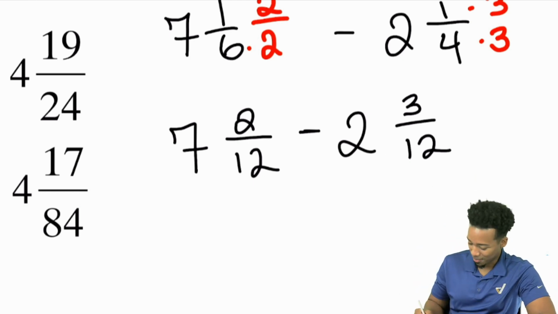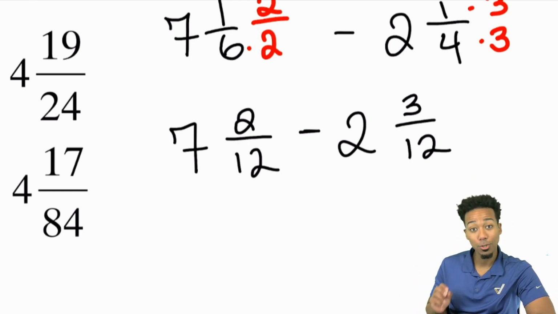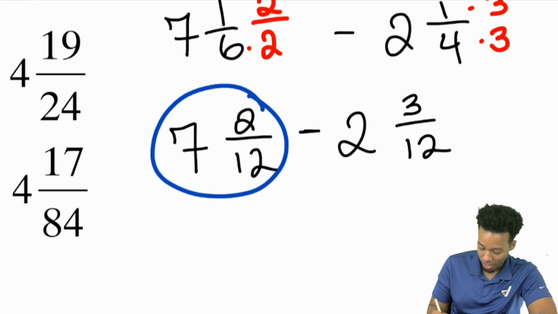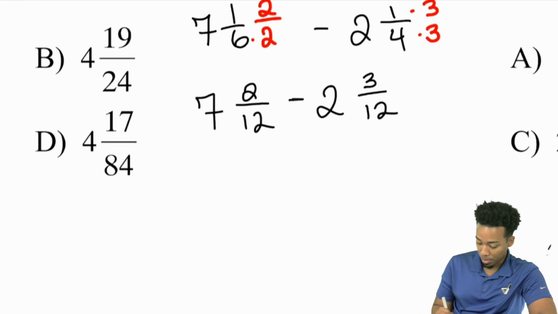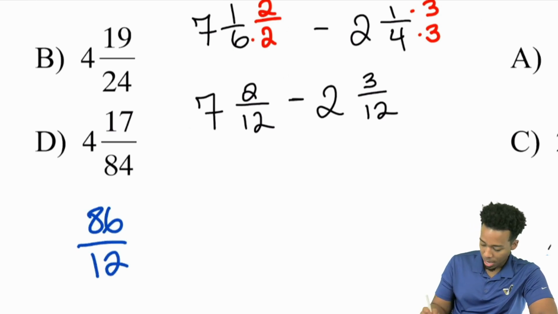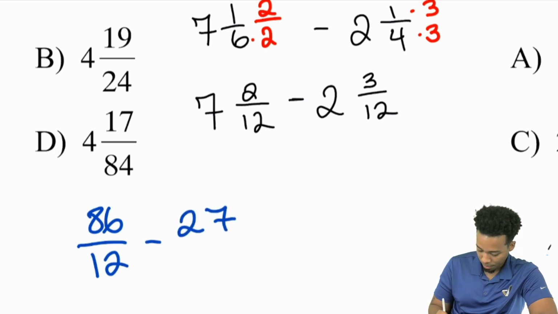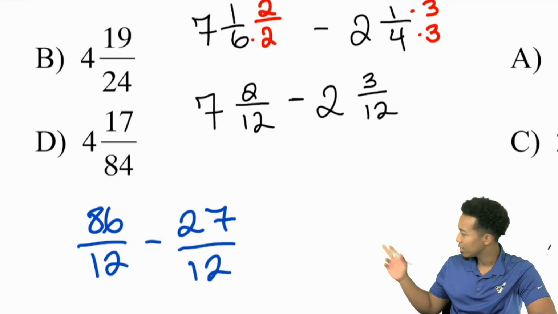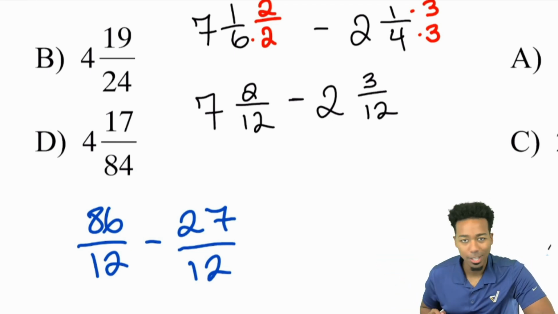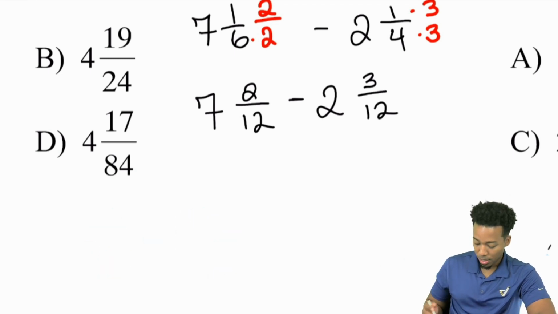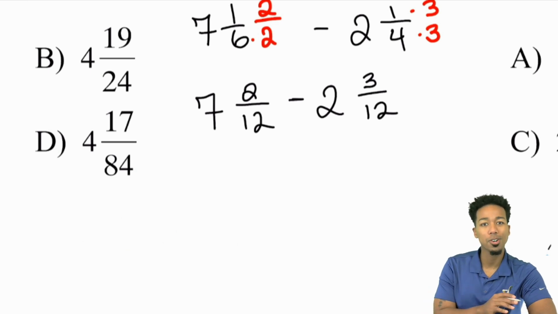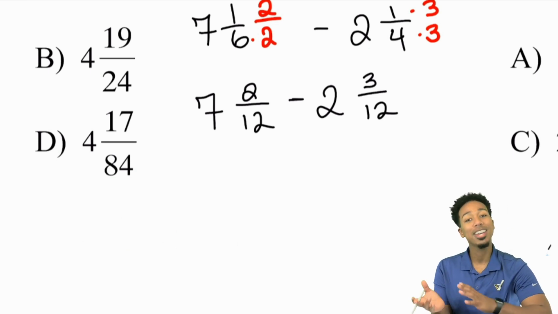Here's a little shortcut. Instead of turning this entire thing to an improper fraction, which if you do that, it'll end up being 86 over 12, and this over here would end up being 27 over 12, and then you have to subtract those two and turn it back into a mixed number. It's not necessary at all. I'm going to show you both ways. Let me show you the long way first, then I'll show you the shortcut so that you can appreciate where it's coming from and then use it later on.